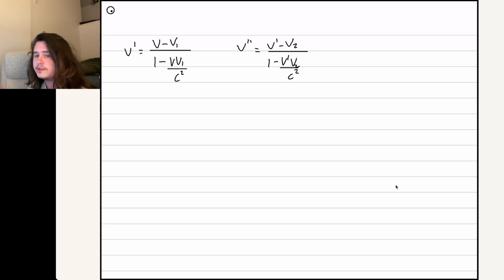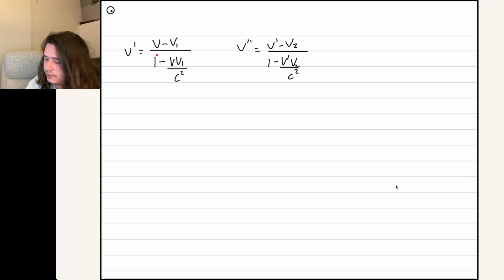Alright, silly people, here's the situation. We're going to be taking a particle and we're going to Lorentz boost it through a frame moving at speed v1. And then we're going to Lorentz boost it again in another frame moving with speed v2. Both cases, just the boosting in one direction.